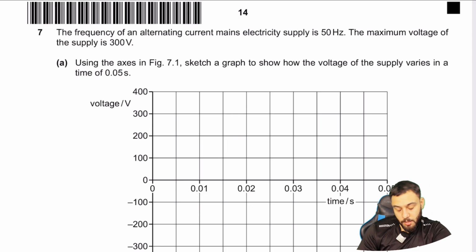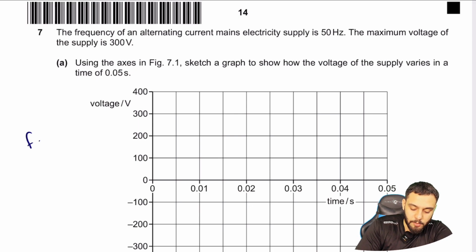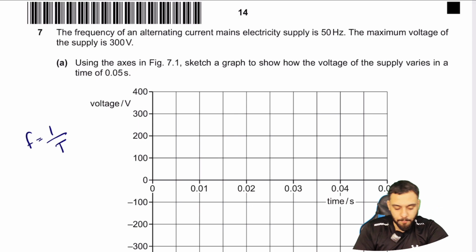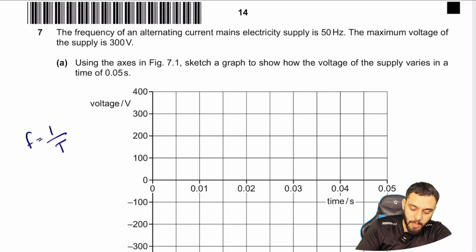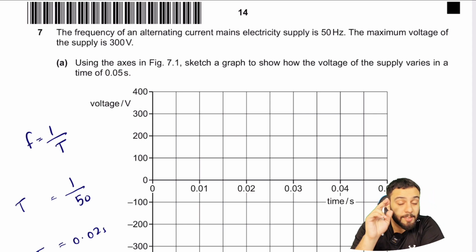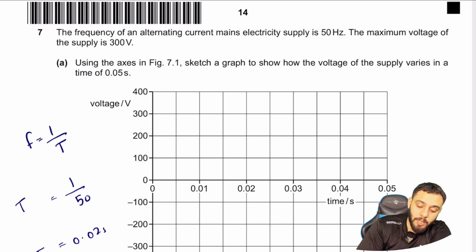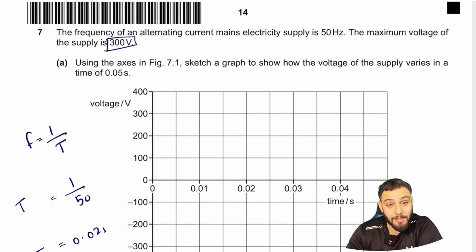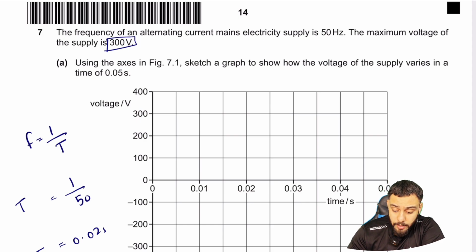Okay, so frequency is given. Since frequency is equal to 1 over time period, I can calculate the time period as 1 over frequency. That's 1 over 50, which is 0.02 seconds. That means in 0.02 seconds, one complete wave would be formed, and the wave would have a maximum voltage of 300 volts because it's an alternating current.